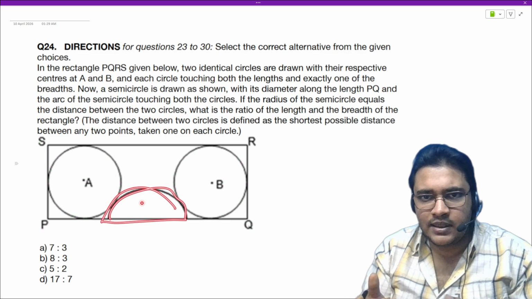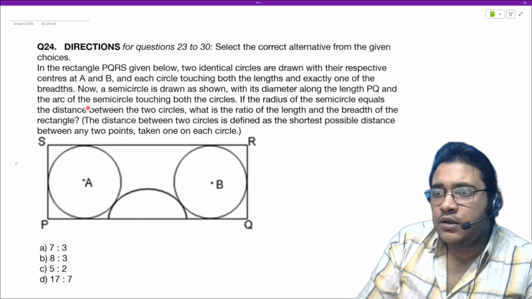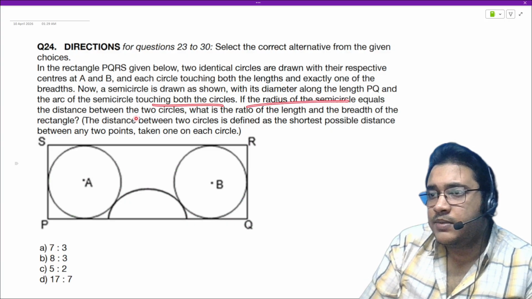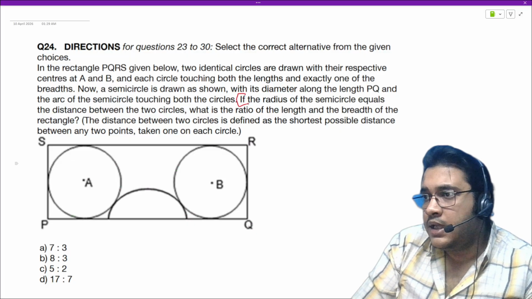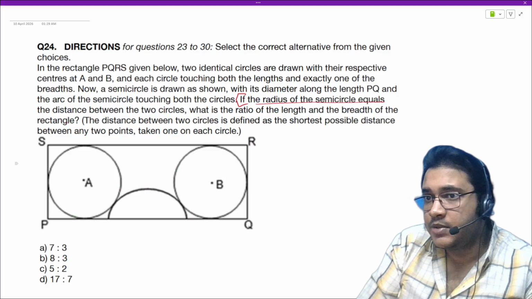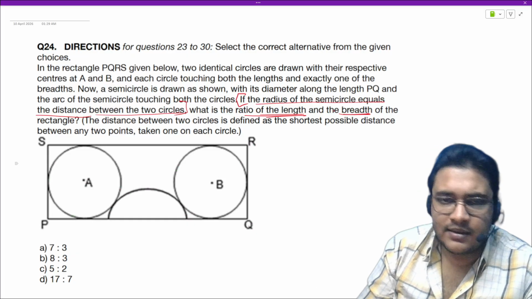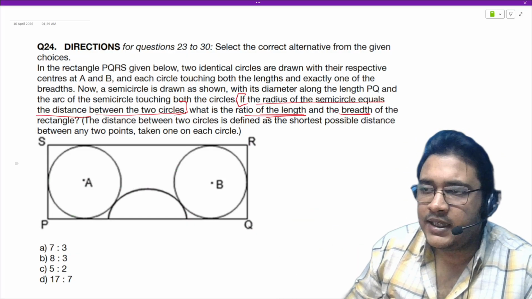The length of the semicircle will be its diameter only, along PQ, and the arc of the semicircle touching both the circles. If the radius of the semicircle equals the distance between the two circles, then you need to find the ratio of the length and the breadth. That's it. This was a very important and very interesting question.